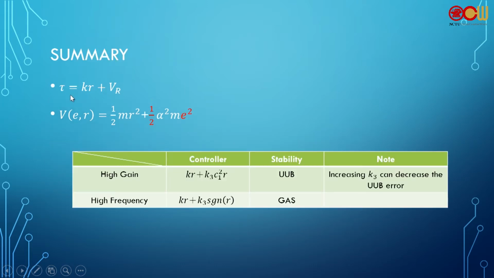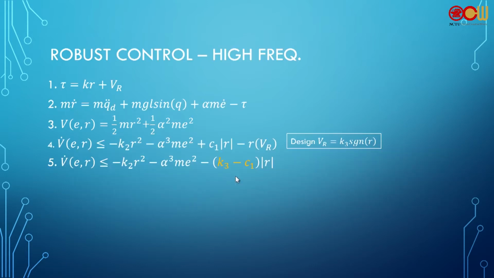So the summary is using the high gain controller designed like this. Basically they are feedback controllers, Kr plus K3 C1 squared R, and K3 C1 squared R can be considered as another positive constant. Stability is EUB, but high frequency gives global asymptotic stability or tracking. Increasing K3 can decrease the EUB error. There's no upper bound.